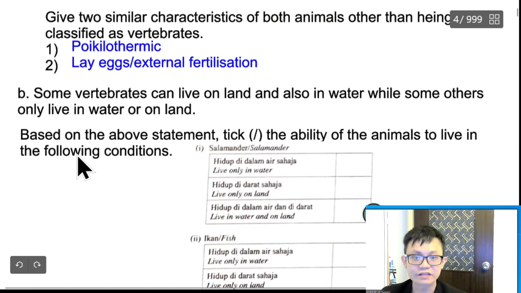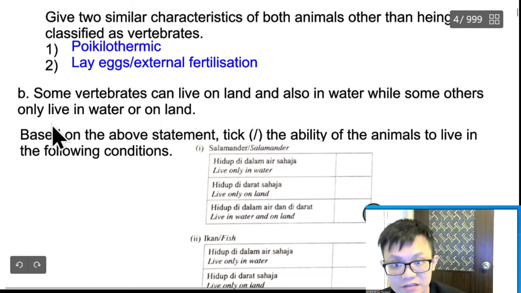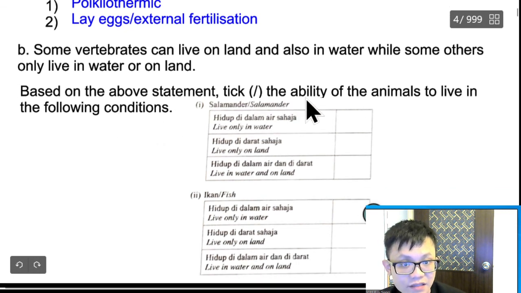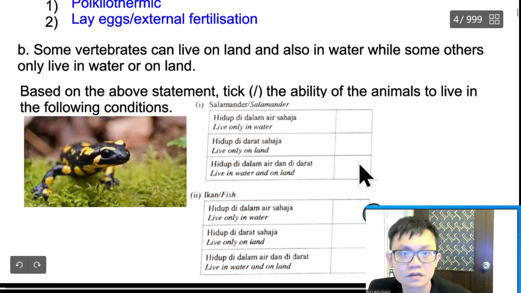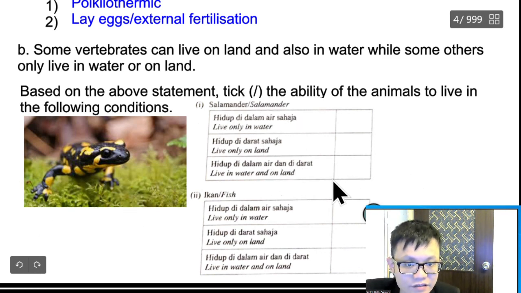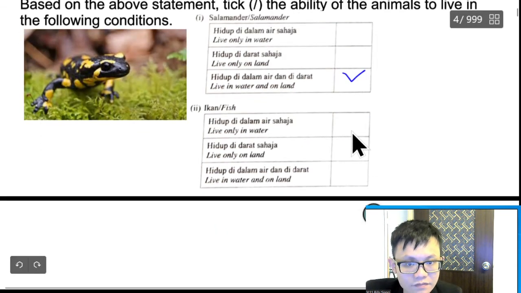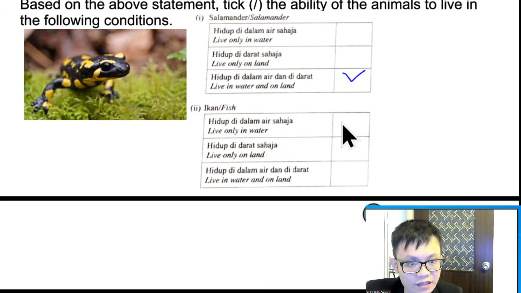Okay, so let's read this question. Some vertebrates can live on land and also in water, while some others only live in water or on land. Based on the above statement, tick correct the ability of the animal to live in the following condition. Number 1. In case you guys don't know what is salamander, this is salamander. So which one should I tick? Okay, so this one is correct. Live in water and on land. Fish, how about fish? For fish, they live only in water.